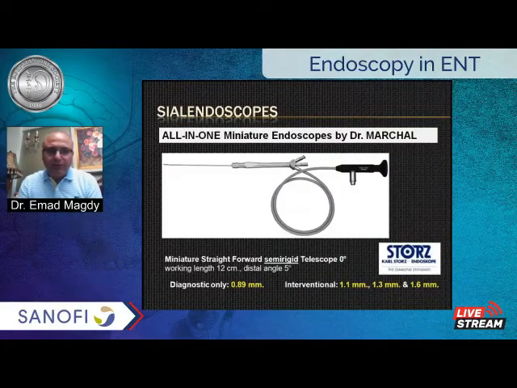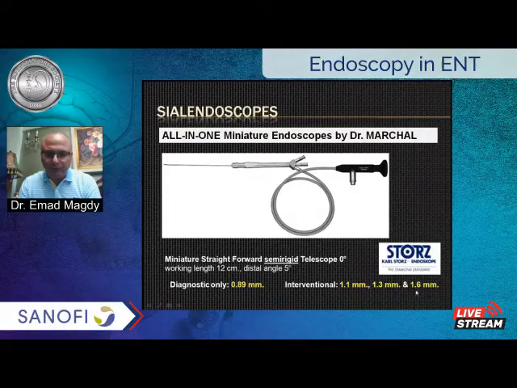There are actually two types of scopes, the all-in-one scopes, both developed by Storz. One of them is developed by Francis Marshall, the one I prefer to use, and this is the scope that I have been using for the last 10 years. It's a semi-rigid telescope, a 0-degree telescope, with a working length of about 12 centimeter, and has a distal angle of 5 degrees. There are 4 diameters available of this scope. You can have a diagnostic only scope, which is 0.9 millimeter, and 3 interventional scopes, 1.1, 1.3, and 1.6.